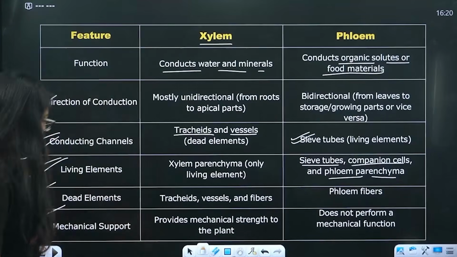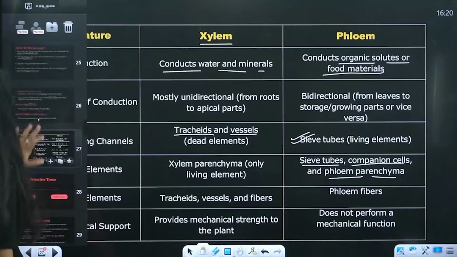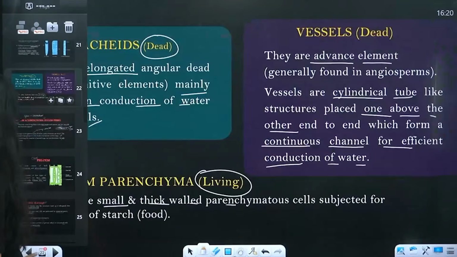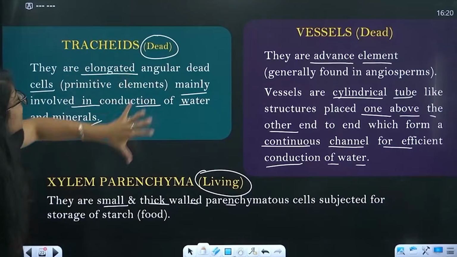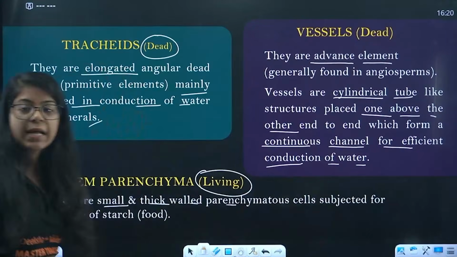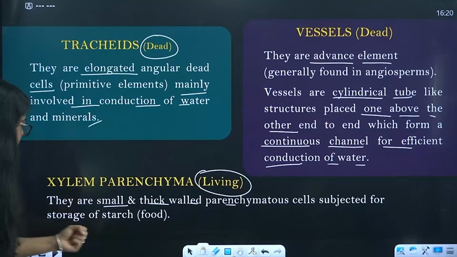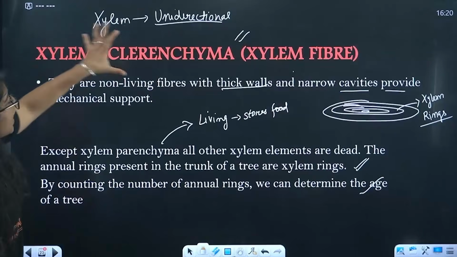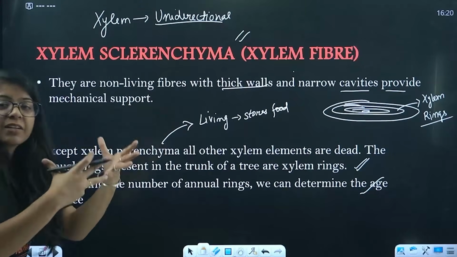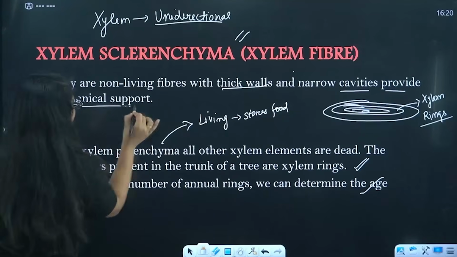Which in xylem? Oh, I have not written. Okay, see, where is it? Yes, so we studied about it here. Tracheids do conduction of water. Vessels do conduction of water. Xylem parenchyma stores food. And this xylem fiber has thick walls. Because of those thick walls, it provides mechanical support.